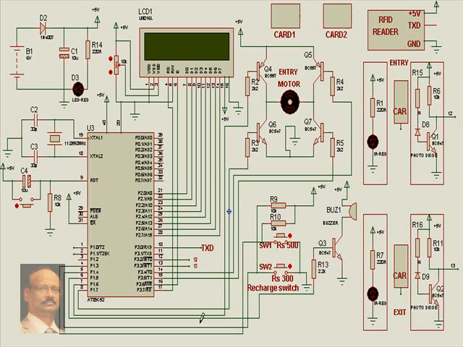Here is a project, RFID based car parking. We have a RFID reader here and we have RFID tags, or could be cards. There are two cards we have taken. We have a motor which will be operating the boom.